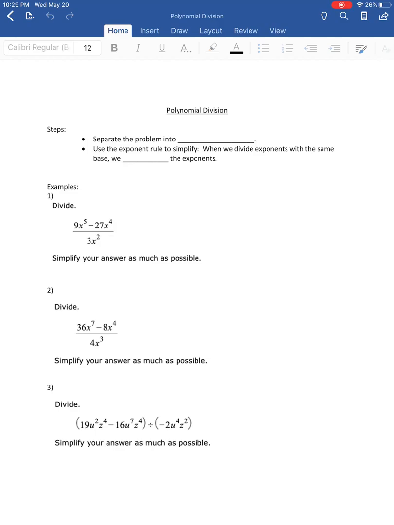All right, so far we have done addition, subtraction, and multiplication of polynomials. And next we are going to do division of polynomials.